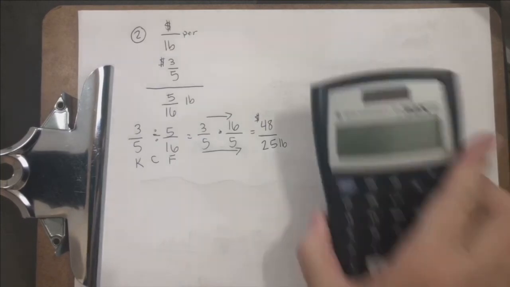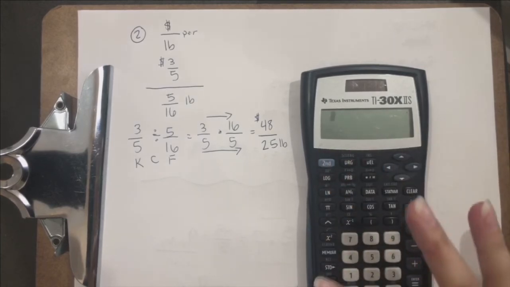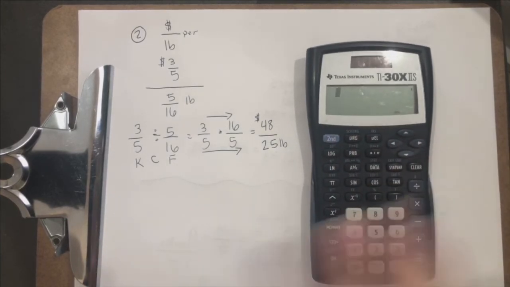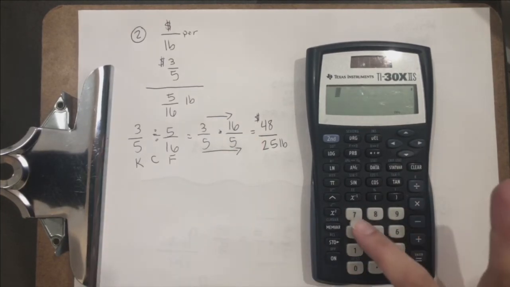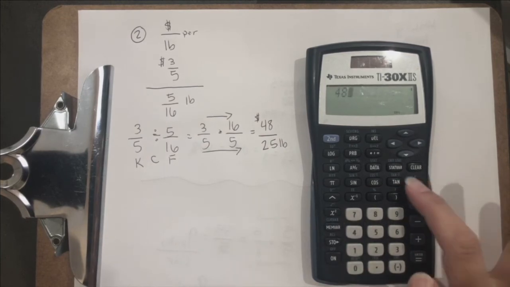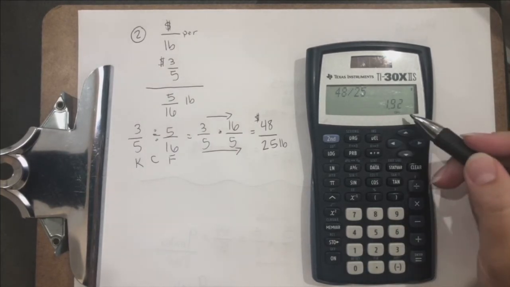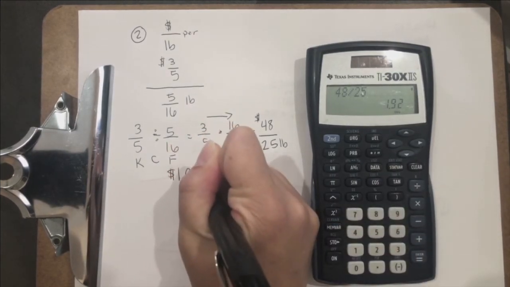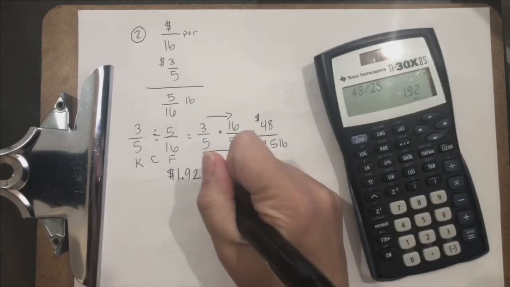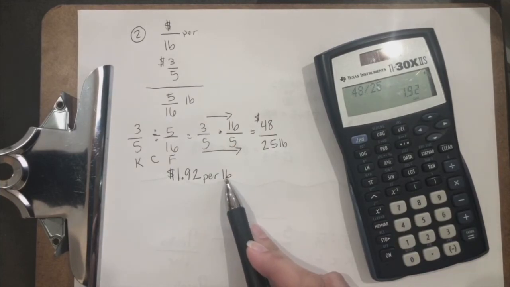Let's go ahead and take our calculator and figure out what that equals so that we can get an actual dollar amount as a decimal. So we'll do 48 divided by 25, and that will equal 1.92. So $1.92, $1.92 per pound, PER LB. You could write out pound if you want, POUND, but LB is the shortcut.